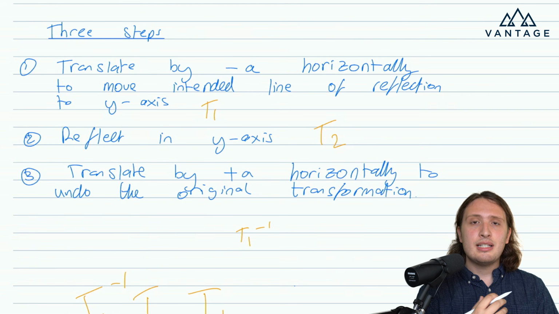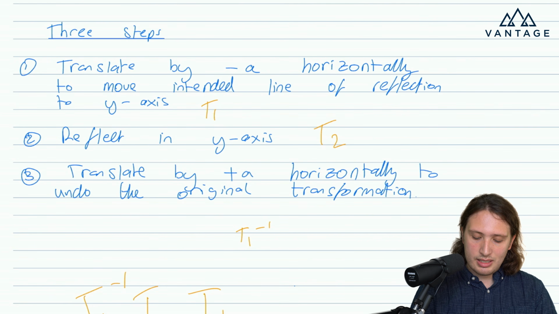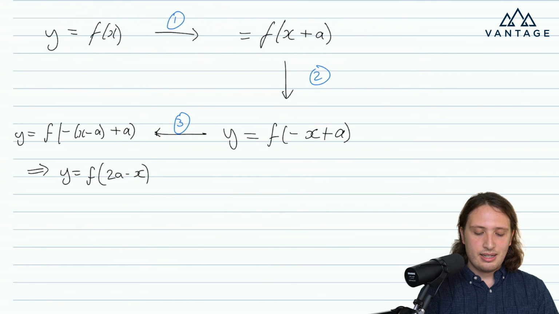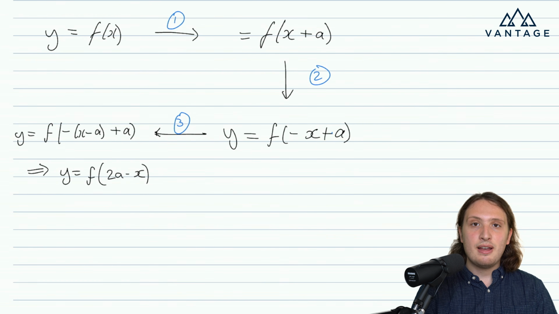So since these three simple transformations can implement what we want, let's see what they do to y equals f of x. So when I translate by minus a horizontally, I replace x with x plus a. Then when I reflect in the y-axis, I replace x with minus x. Notice that it's much easier to see that it's only this that gets negated, rather than the a as well, because in the back of our minds we have the passive perspective. And then finally, when I undo that translation, when I translate by plus a horizontally, I replace x with x minus a. So I've got minus x minus a plus a, which algebraically is the same as f of 2a minus x.